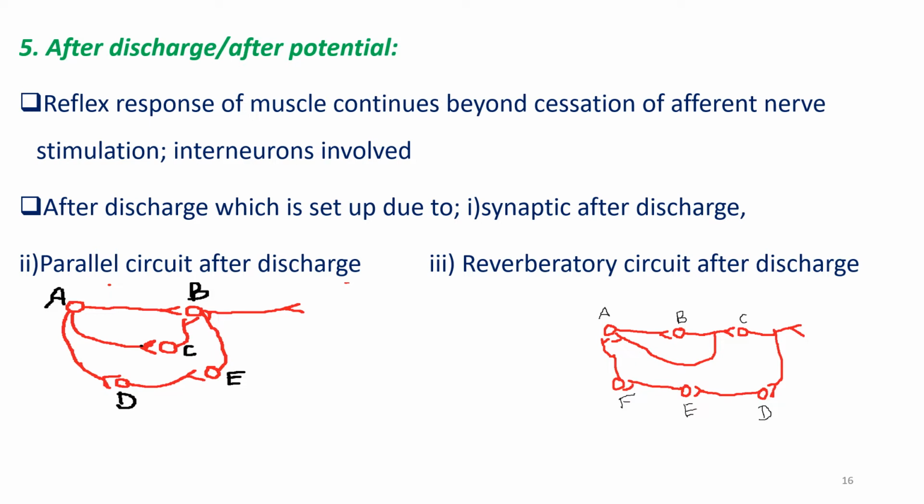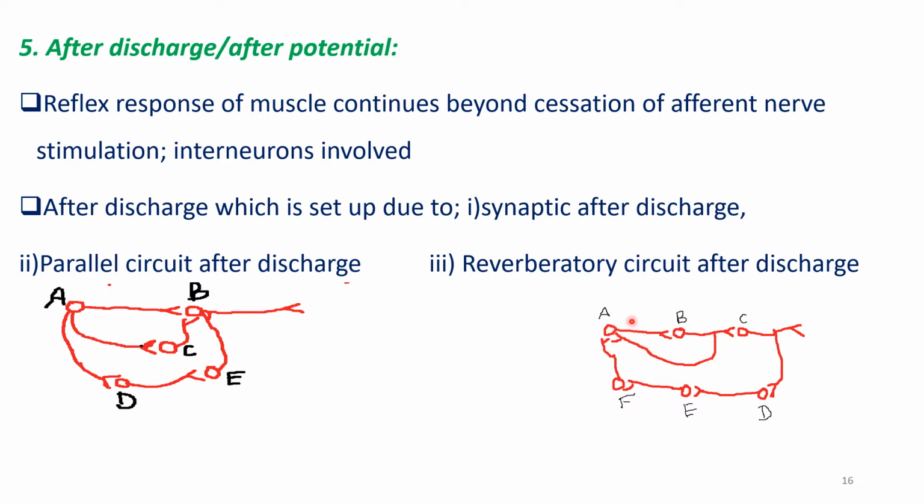So this after discharge, which we have already read in the properties of synapse, can be of three types. There can be synaptic after discharge, that is, discharge occurs when the neurotransmitter acts for a longer time, and also when the EPSP remains for a longer time above the threshold level, so the neuron keeps on firing. The second type is parallel circuit after discharge, when the neurons keep on discharging and, side by side, stimulating the effector neuron. Third is reverberatory circuit after discharge.